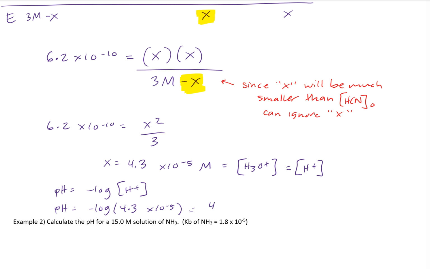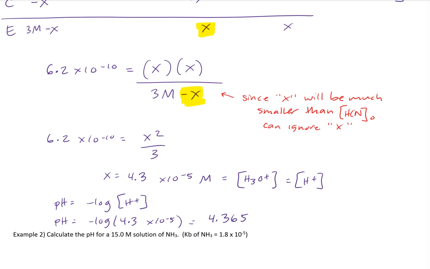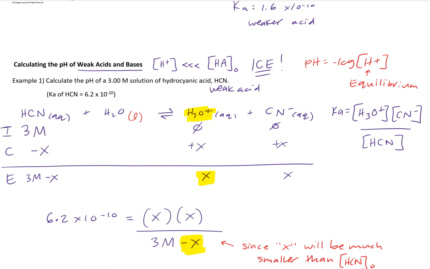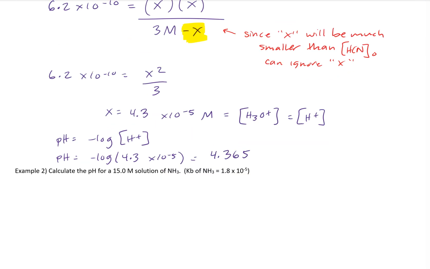I get an answer of 4.365. And now looking at sig figs, your Ka value only has 2 sig figs in it. So we're going to keep 2 decimal places for our pH. 4.37 is the final answer.